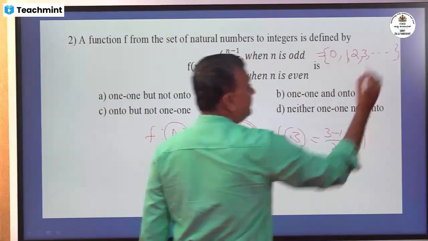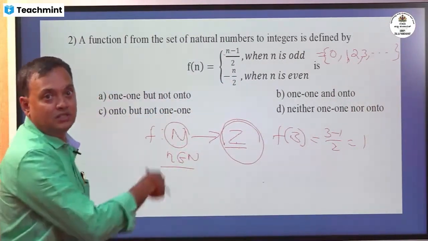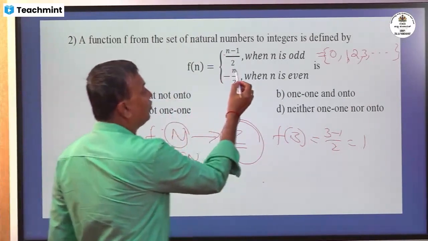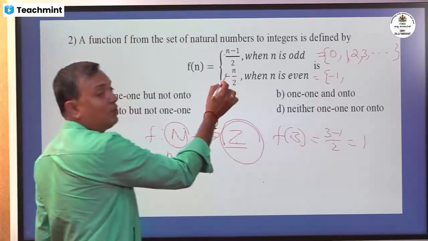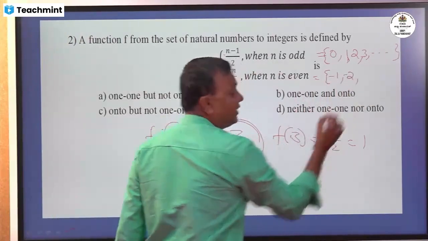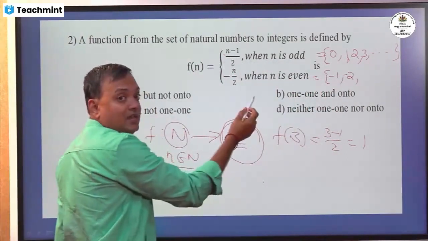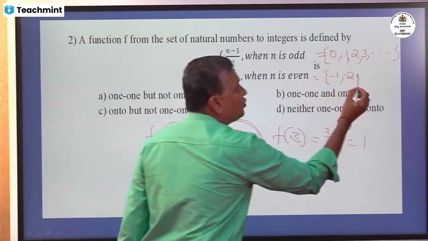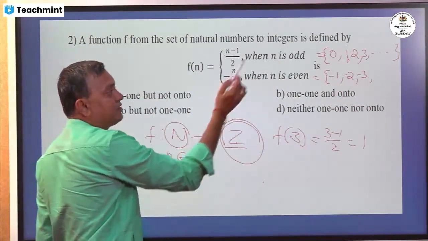Correct? For even natural numbers, what are even natural numbers? 2, 4, correct? Natural numbers, not 0. When n equal to 2, minus 2 by 2, minus 1. When n equal to 4, minus 4 by 2, minus 2. Correct? The image of 2 is minus 1. For each even natural number the image is minus n by 2: minus 1, minus 2, minus 3. Correct? For 6, minus 6 by 2 is minus 3, etc.